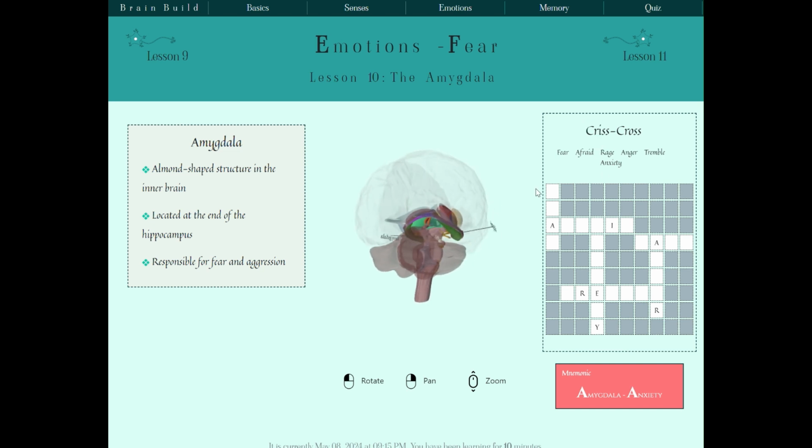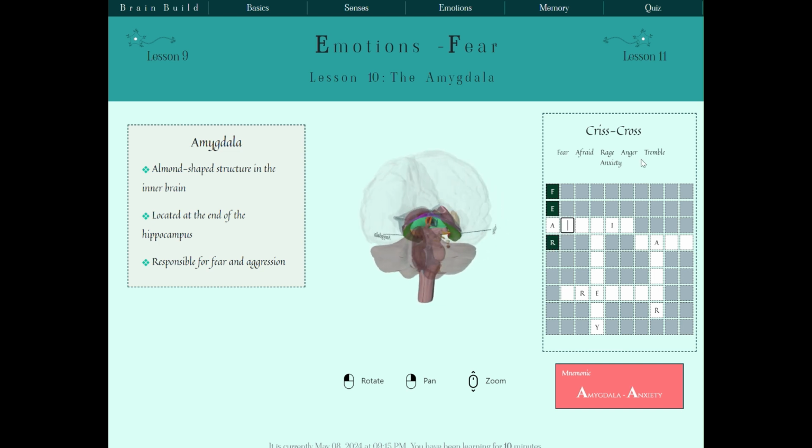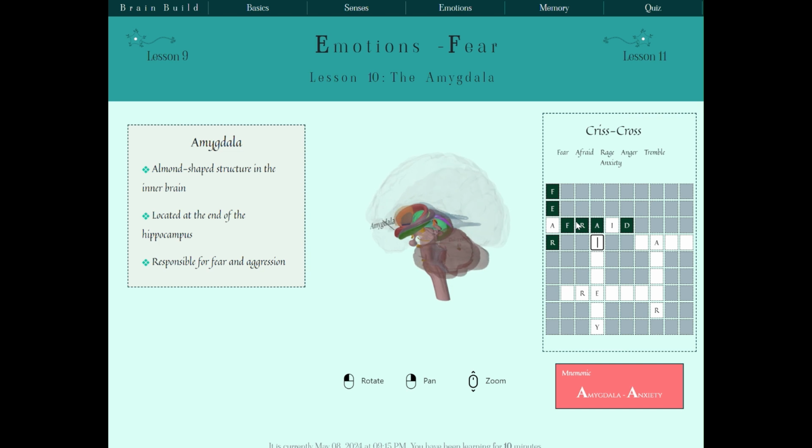Crisscross puzzle. Okay, let's see. I guess these are the words, so let's try filling these out. 4-letter word, F-E-A-R, right? Is that right? Yeah. Is this anxiety? No, not anxiety. That must be anger? No. Afraid, yeah. This must be anxiety, yeah. Okay.